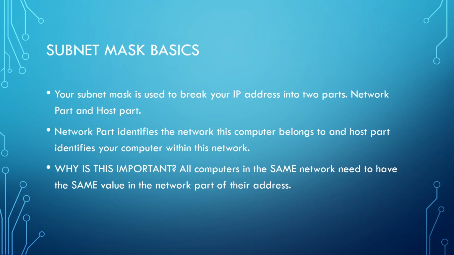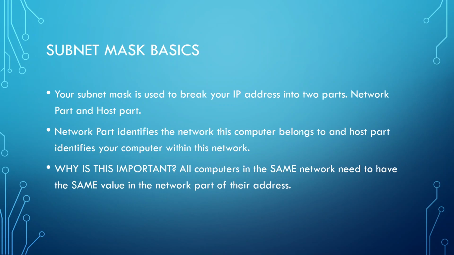Now, subnet mask basics. Probably the subnet mask is a very, very important piece of IP information, as the subnet mask is used by the device to identify whether the device it wants to communicate with resides on the same network as itself or resides on a different network. So your subnet mask is used to break down your IP address into 2 parts, a network part and a host part. So think of it like this. The network part identifies the network this computer belongs to, and the host part identifies your computer within this network.